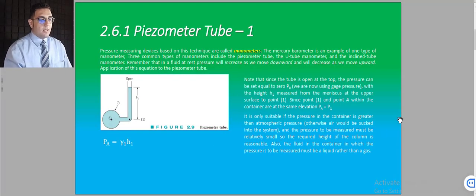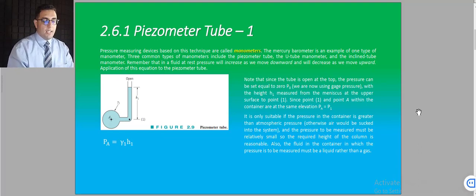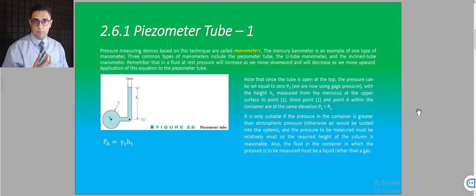At the initial step of this session, I'm going to introduce you to the pressure measurement devices which are called manometers. As I've already told you from the previous session, barometer is one of the manometers. Barometer itself is a pressure measurement device.